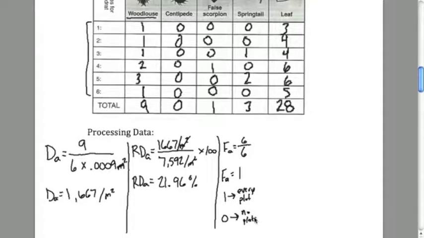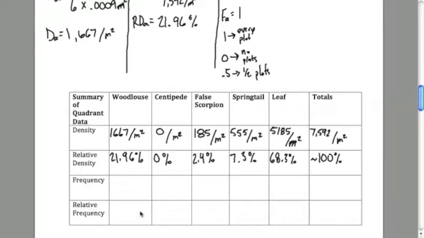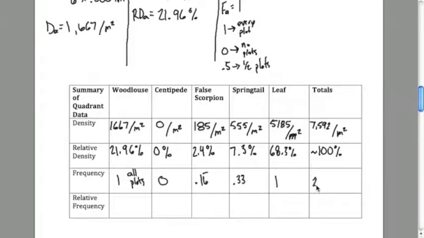And something in between there, if we get 0.5, we would expect to find it in half of the plots that we sample. So the frequency of species A is 1, which means we would expect to find it in all plots that we sample. So if we go ahead with our total frequency, just to use this later on, we would have 2.49 as the total for all these.